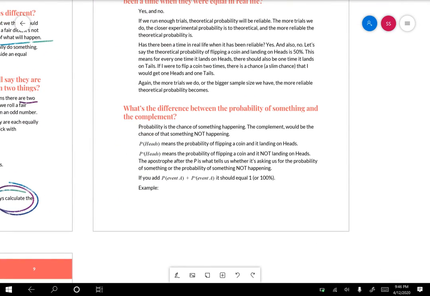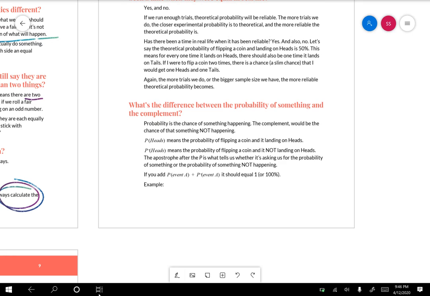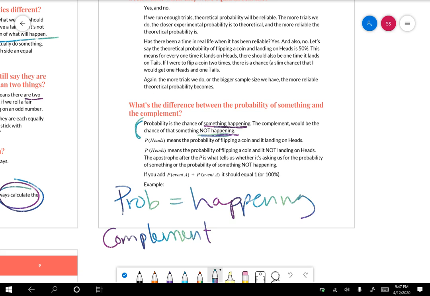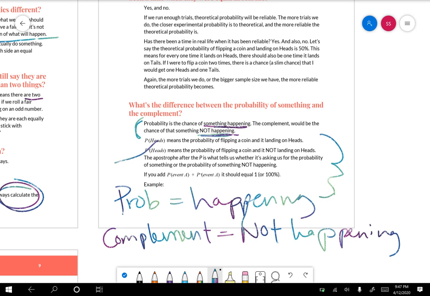Okay, what's the difference between probability of something and the complement? This is a really great question. Basically, the important information you need is in that first sentence, okay? Probability is the chance of something happening, right? The complement would be the chance of something not happening. So probability is happening, and complement is the opposite, so not happening, right? And there's an example and an explanation in here if you want to delve into that.